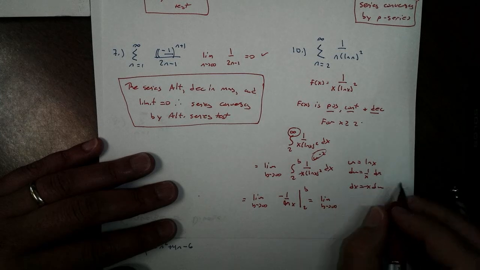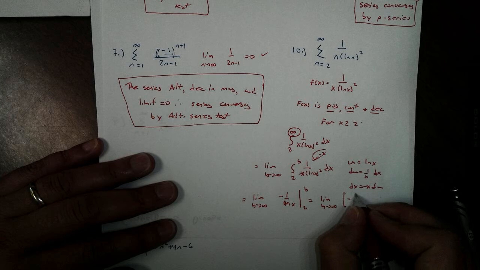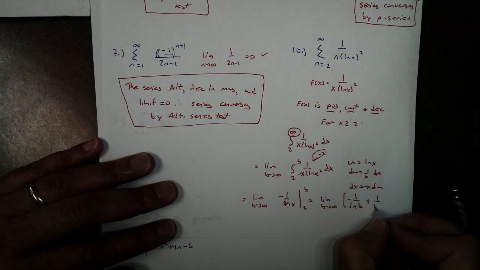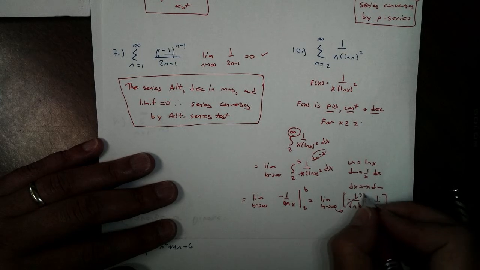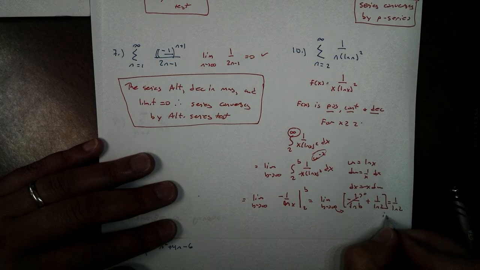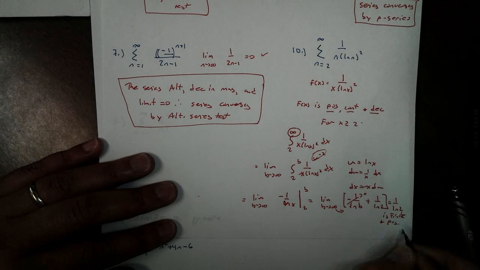We don't like the integral test. It's a lot of writing, but good practice for us. This becomes negative 1 over natural log of b plus 1 over natural log of 2. And now we're pretty much done. As b goes to infinity, that's just 0. We're left with 1 over natural log of 2, which is finite and positive.